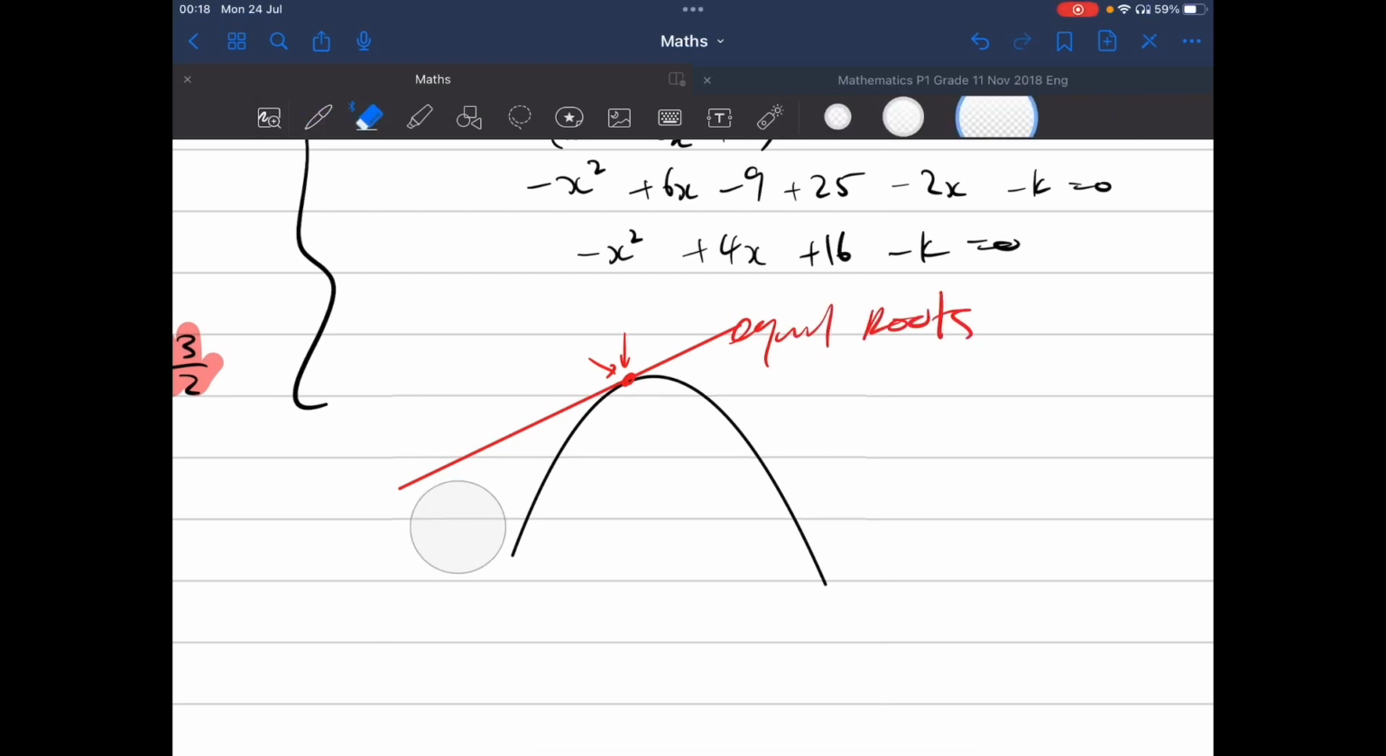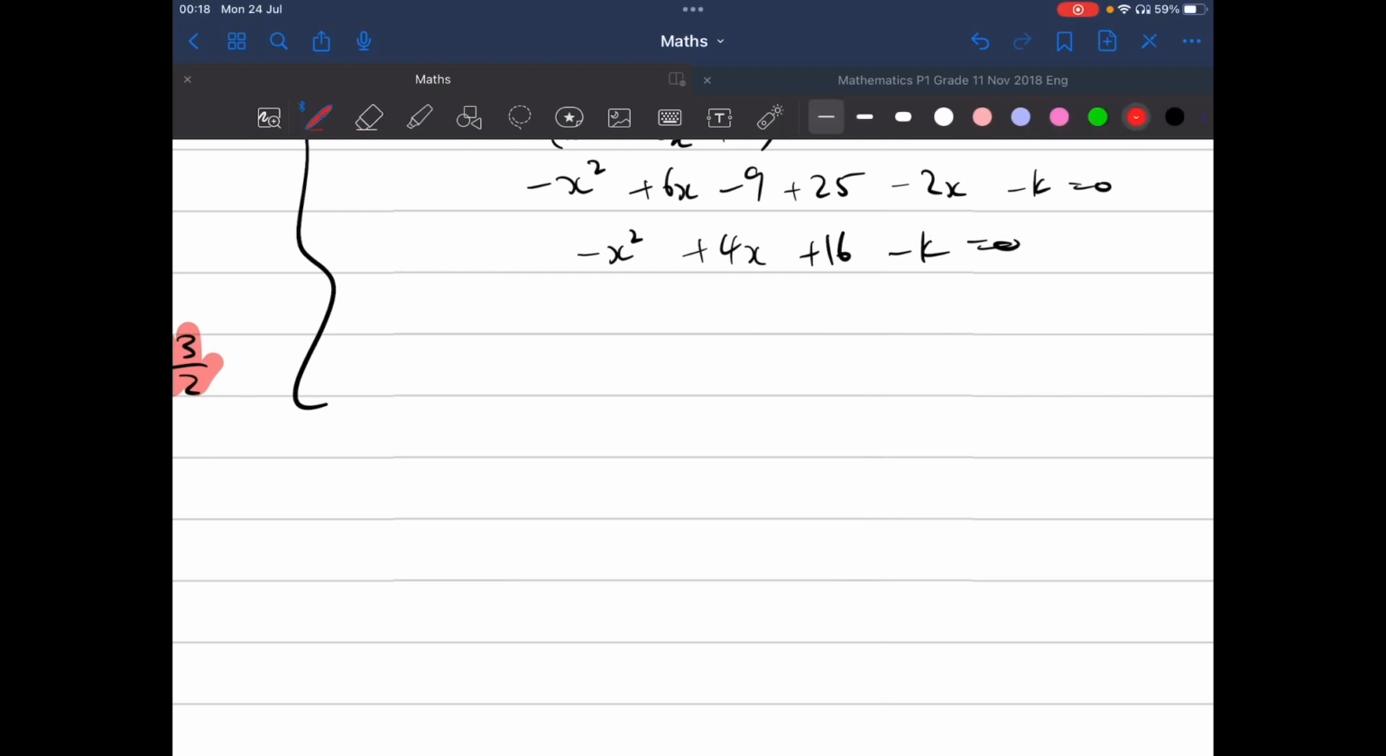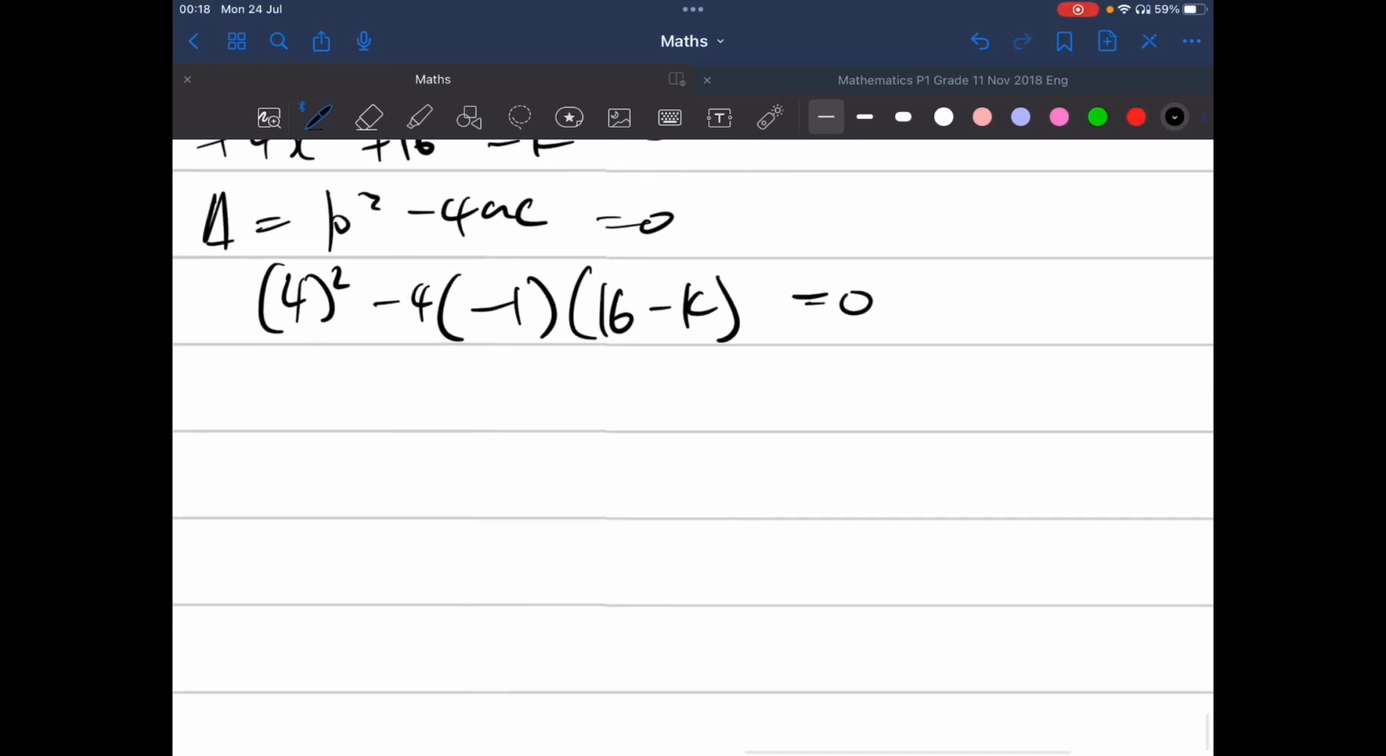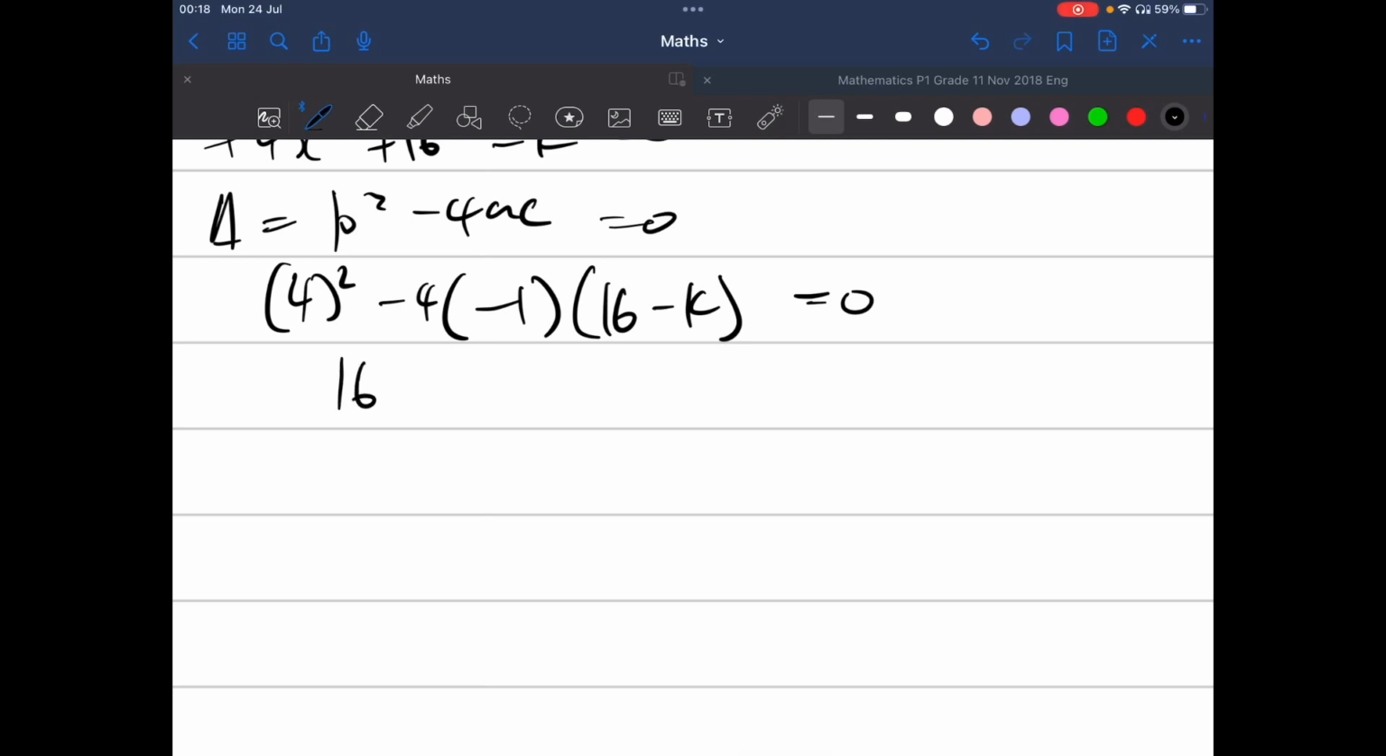So to get equal roots, we have to equate our delta to 0. Delta is b squared minus 4ac, that's how you find the nature of the roots. So if we equate this to 0 now, that's where we'll find the point where we have equal roots. So b squared, so 4 squared minus 4a, where a is minus 1, and then c is this entire term here, two terms, 16 minus k, equals 0.